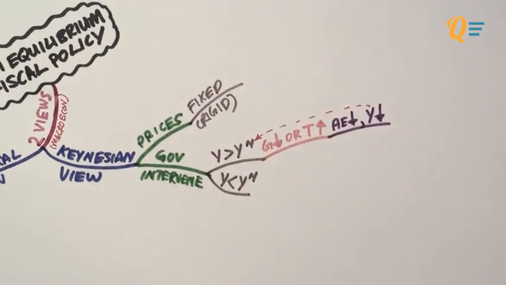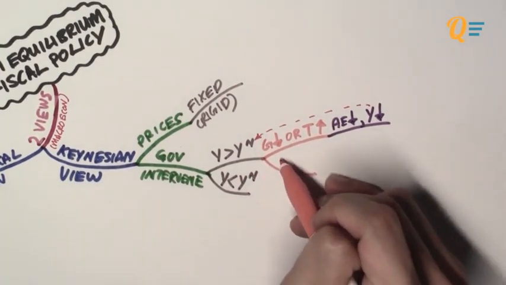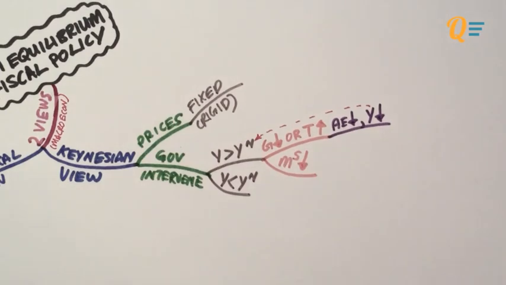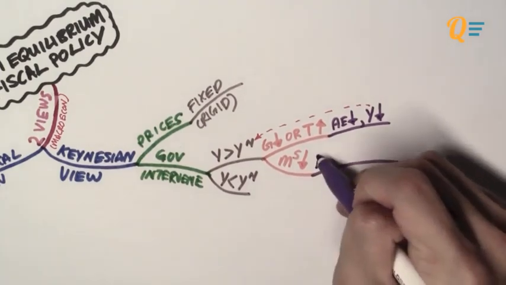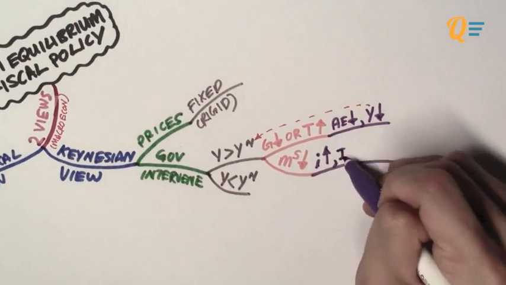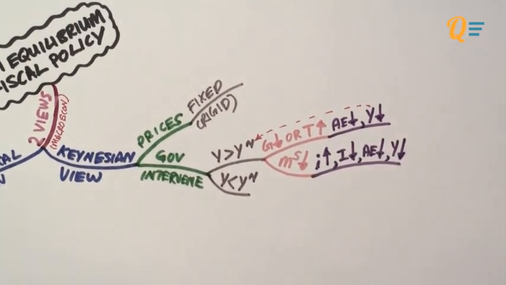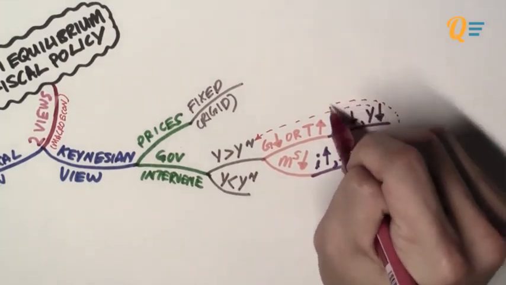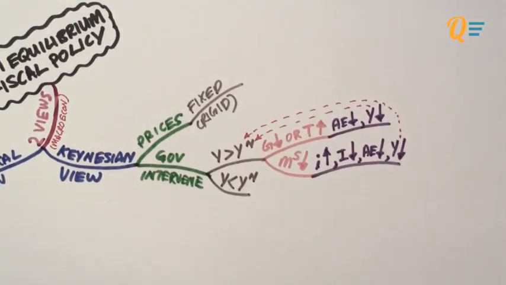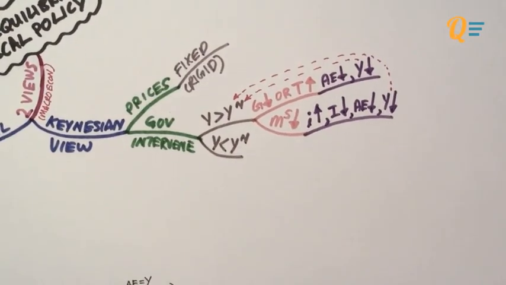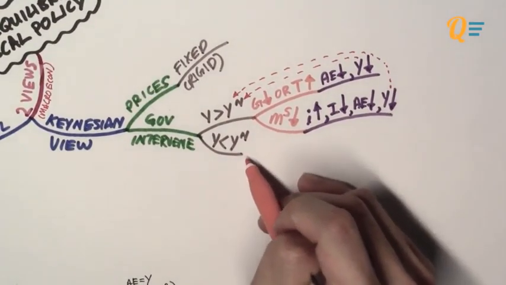Well, the government can also do something else. The government can go to the central bank and ask the central bank to reduce the amount of nominal money in the economy. So when you reduce the money supply, interest rates are going to increase, investments will fall, AE falls, income falls. So they're going to reduce the money supply until the income falls to the natural rate of output. So that is how the government can be involved.